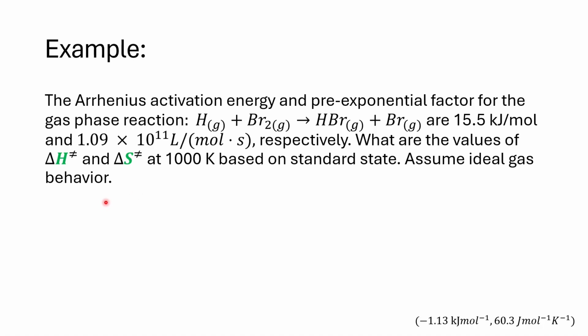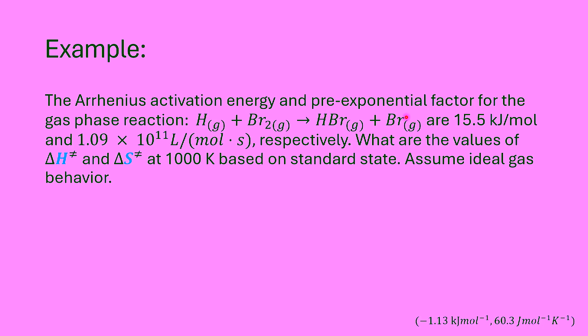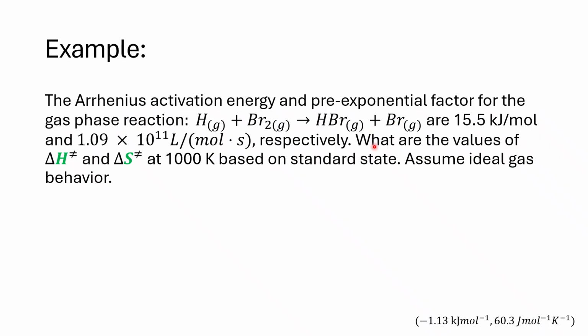Let's work through an example connecting the Arrhenius parameter to the transition state theory parameter for the gas phase reaction between hydrogen and bromine. Okay, so in this example, we have to find out what is the value of delta H for the activated complex and also the delta S for the activated complex at 1000 Kelvin.